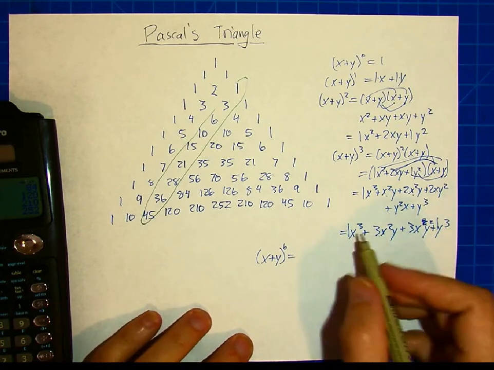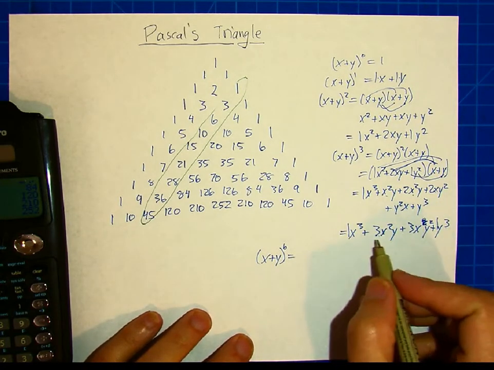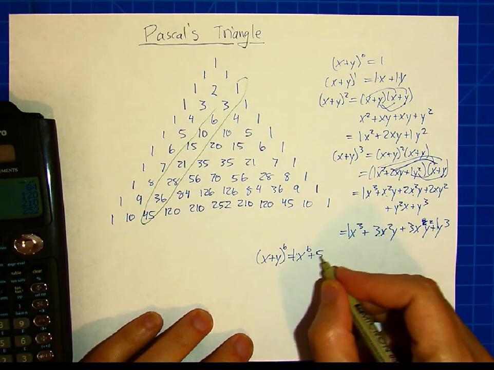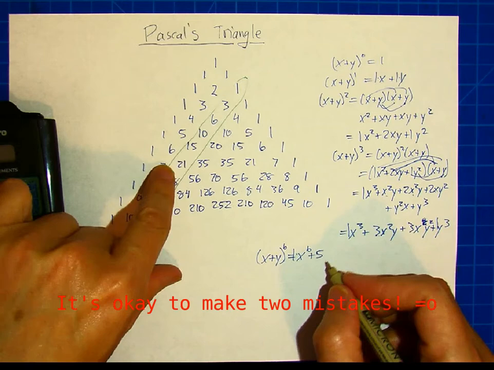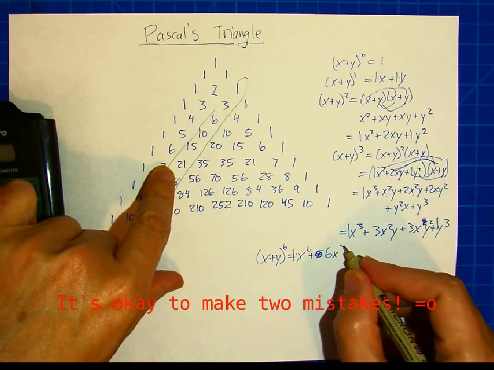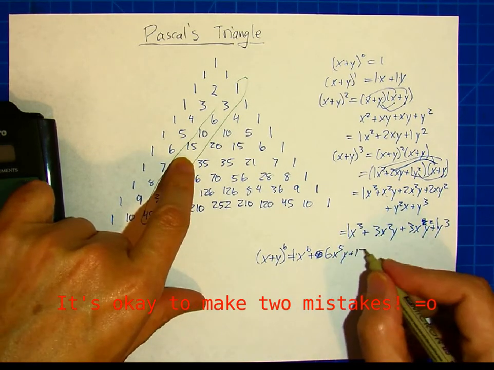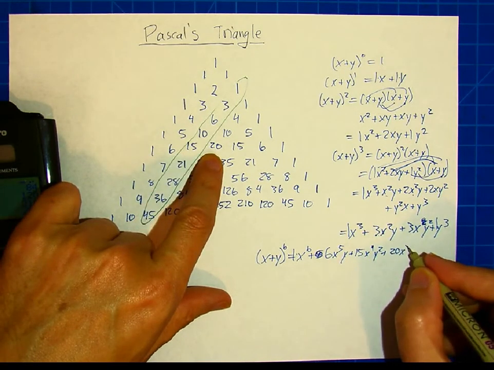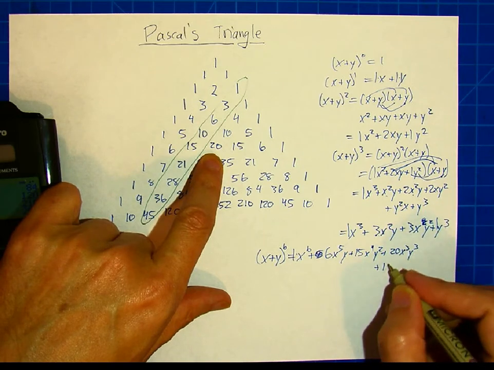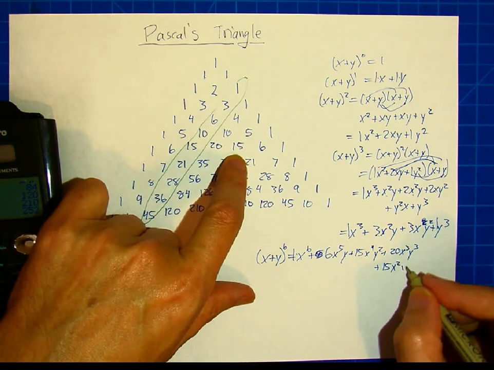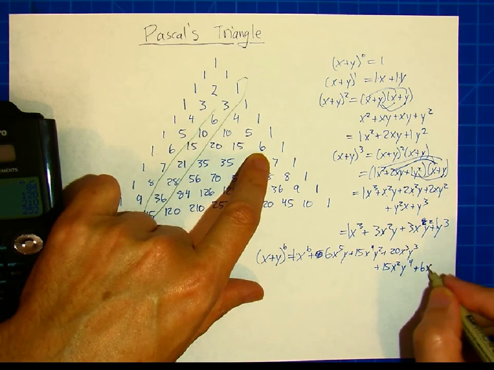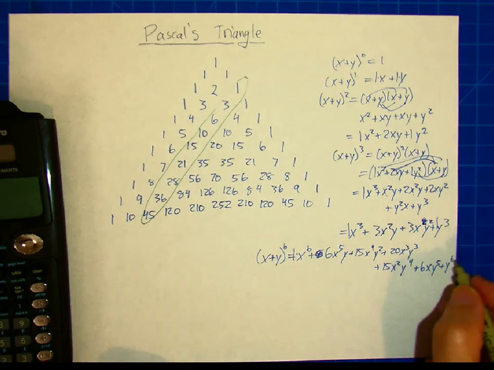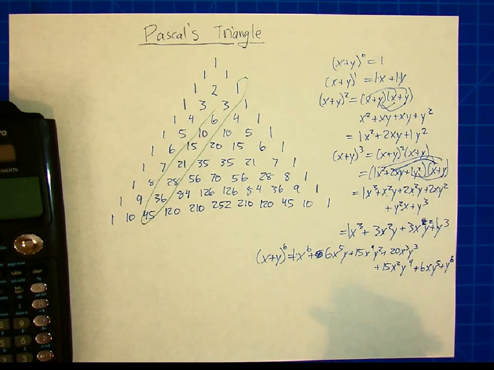So what you notice is this pattern of decreasing x's and increasing y's along with the coefficients means you can write this as 1 x to the 6th plus 6 x to the 5th y plus 15 x to the 4th y squared plus 20 x cubed y cubed plus 15 x squared y to the 4th plus 6 x y to the 5th plus 1 y to the 6th. And so you save yourself a lot of time working that out algebraically.